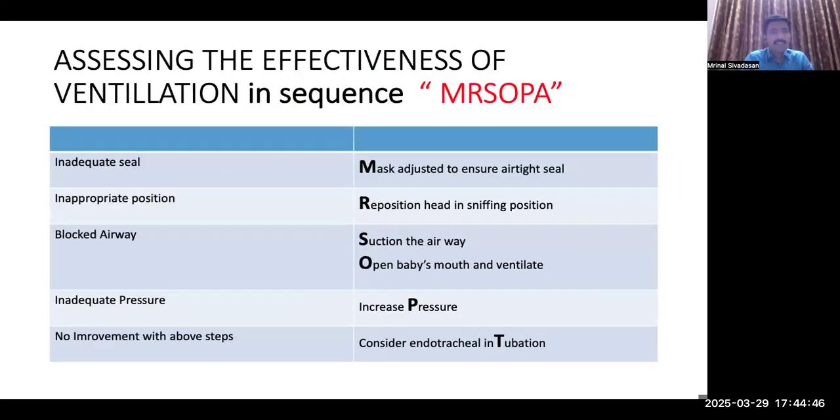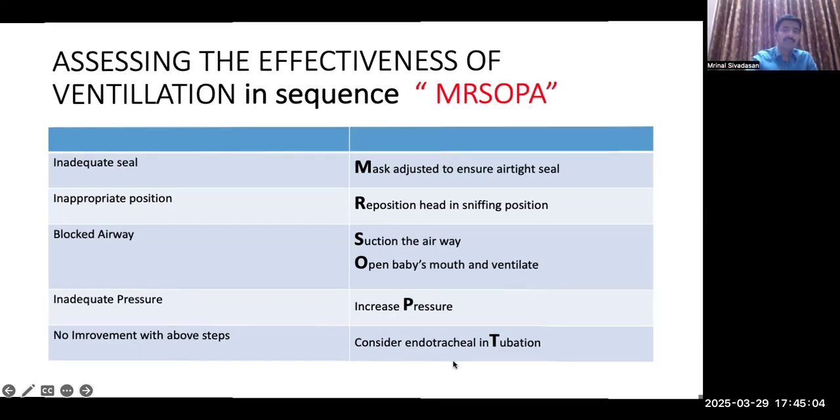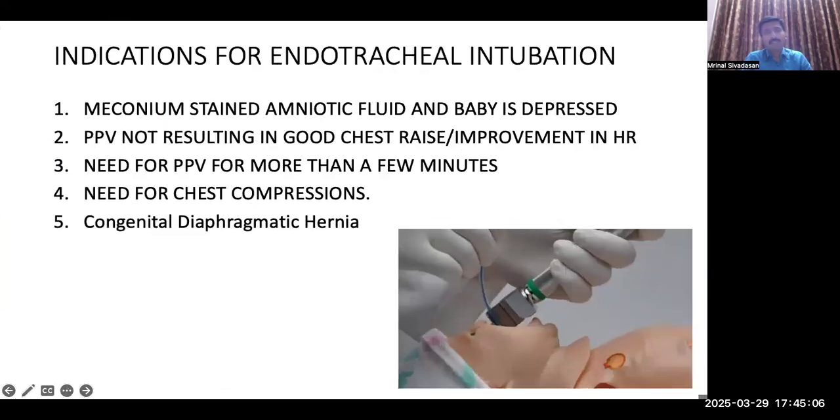These are the ventilation corrective steps. MR SOPA means mask adjusting and reposition the head in sniffing position. Then S and O mean suction the airway, first mouth and then nose, and open the baby's mouth. P means increase the pressure, and A means alternate airway, which is intubation or laryngeal mask airway.